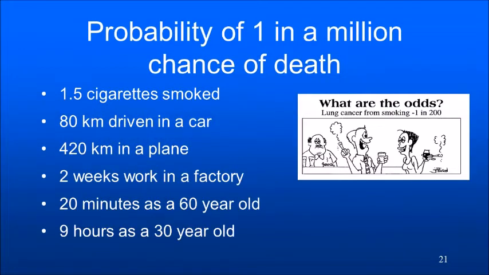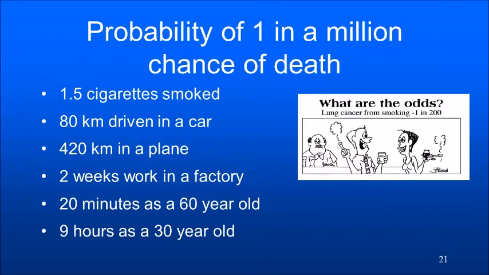Let us look at other industries and look at the chance of death per million, or one death in a million, in other industries. There are interesting statistics. They're a bit old, but I think they are US statistics. If people smoke 1.5 cigarettes a day, there will be one death in a million. If people drive 80 kilometers in a car, there could be one death in a million.